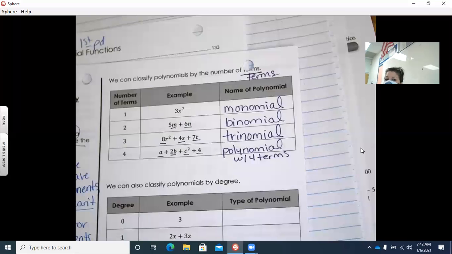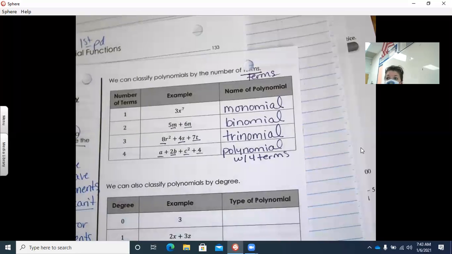And sometimes they are not simplified. So maybe there are parentheses that you have to get rid of or like terms that you have to combine. On all of these, there were no parentheses and no like terms to combine, so they were already simplified. But if it's not, you simplify it first and then you determine how many terms it has, okay?